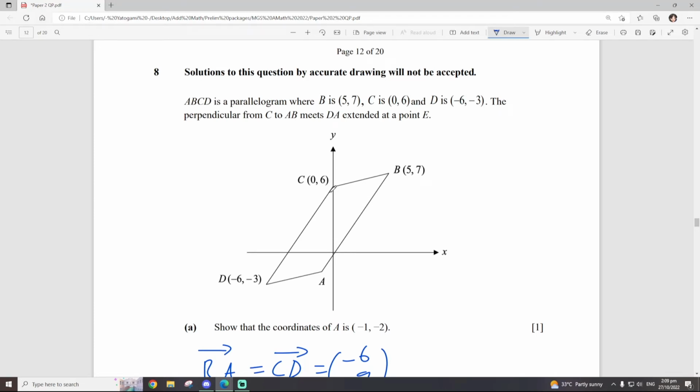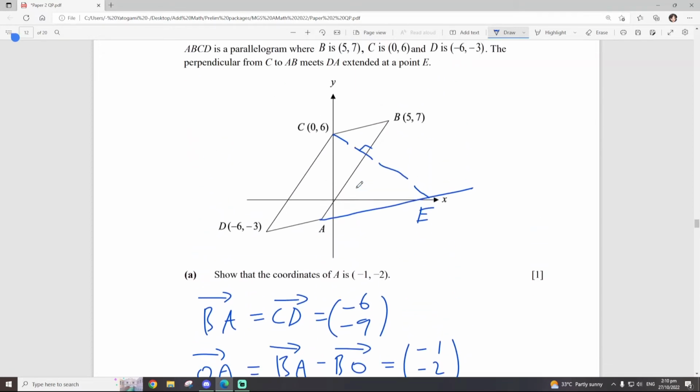Perpendicular from C to AB meets DA extended at the point E. Okay, so let's draw that. What would that look like? Let's extend DA first. Okay. So E will be somewhere here. What is the equation of CE? So for the equation of CE, we need the gradient of AB.